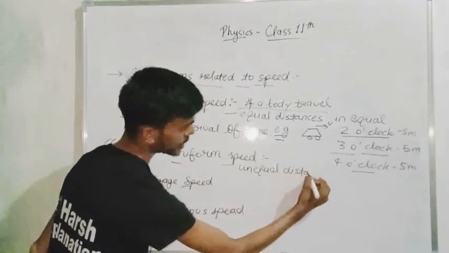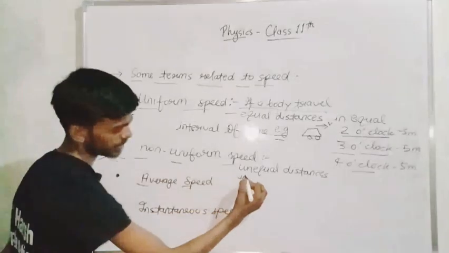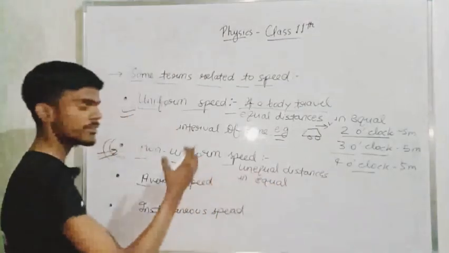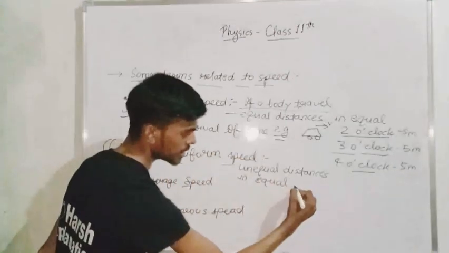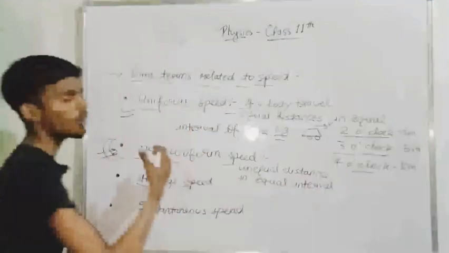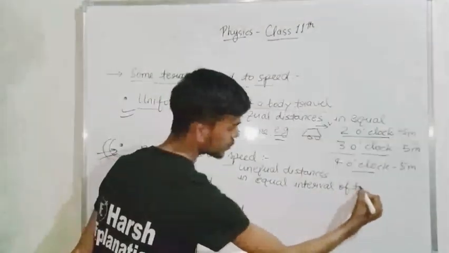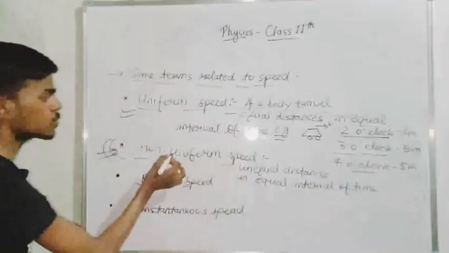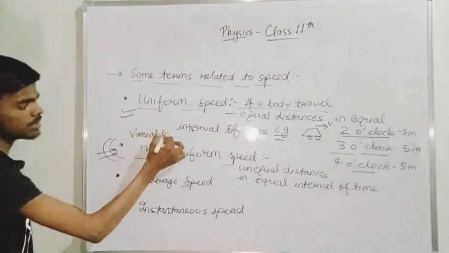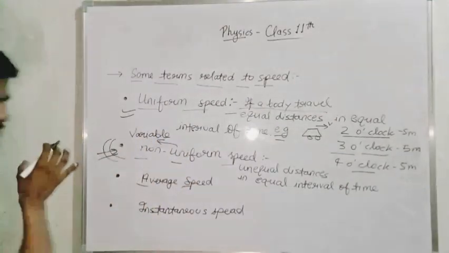If a body travels on equal distances in equal intervals of time, it is very important, in equal intervals of time, then that body is said to be in the state of non-uniform speed. We also say that this speed is also known as variable speed. So you should also know that non-uniform speed is also termed variable speed.